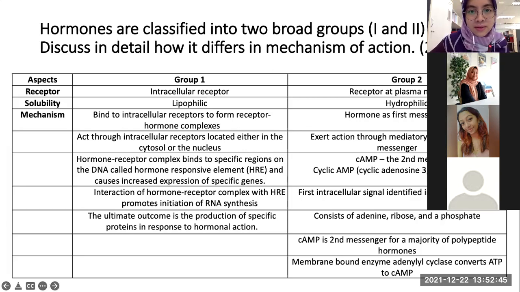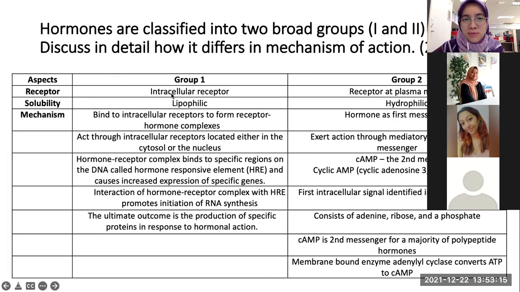Okay, so the next question, just to show you how you answer if the exam question asks you on comparison, or how would you differentiate. For this one, it's straightforward. The question asks how group 1 and group 2 hormones differ in terms of their mechanism of action. What I'm worried about is that most of you differentiate them according to their chemical structure.